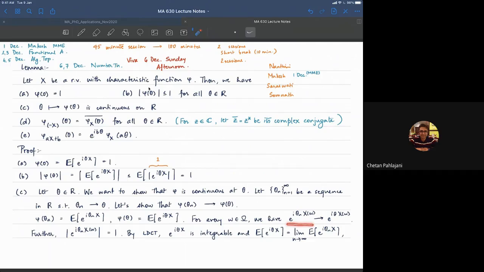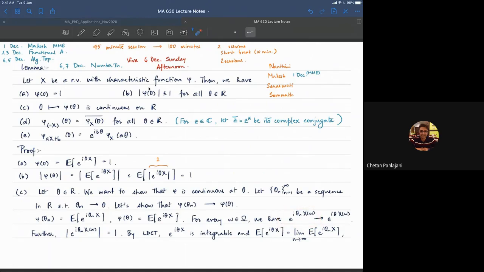I have a sequence of measurable functions converging to a limit. When is it true that the limit of the expectations is the expectation of the limit? You know that a sufficient condition is if the sequence of functions is dominated by an integrable function, and that is easily obtained here. Right, so you look at the absolute value of e to the i theta n x omega. Well, this is just 1. That means if I take the absolute value of this, it is always 1.